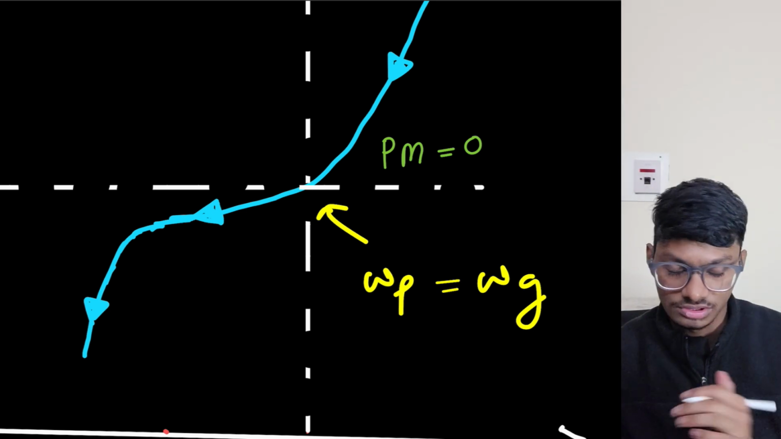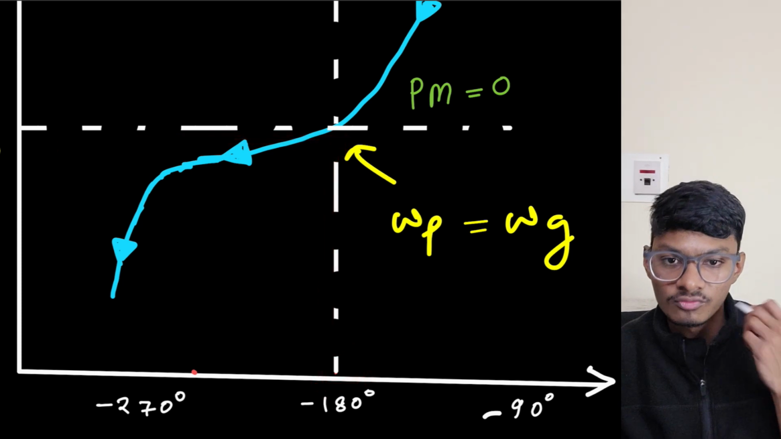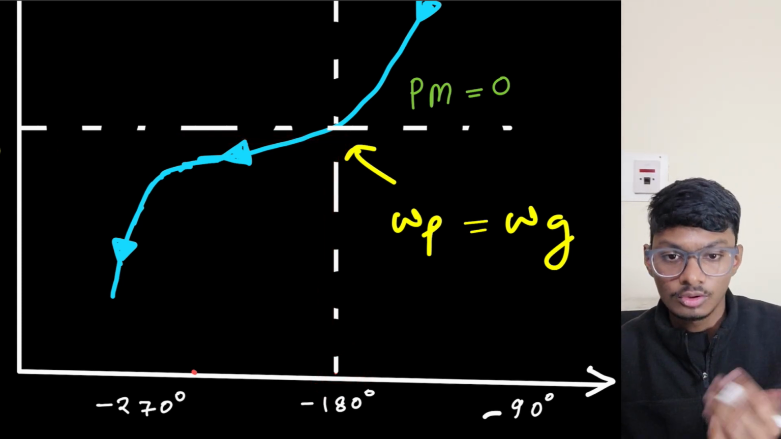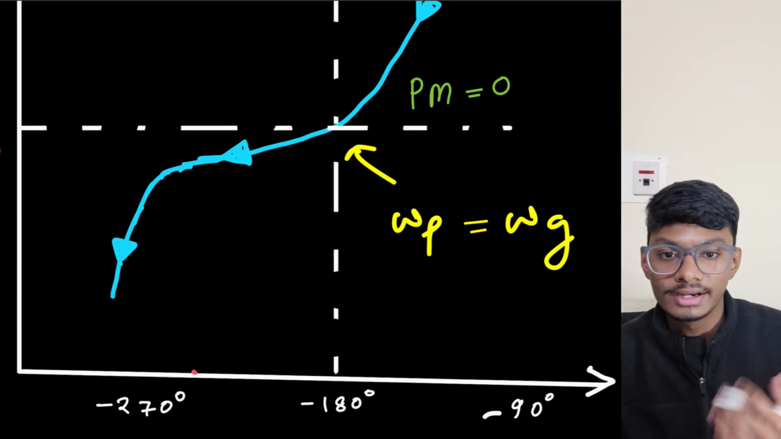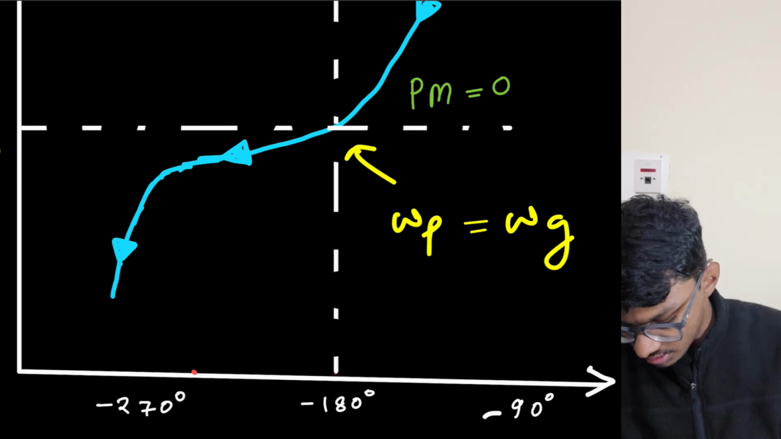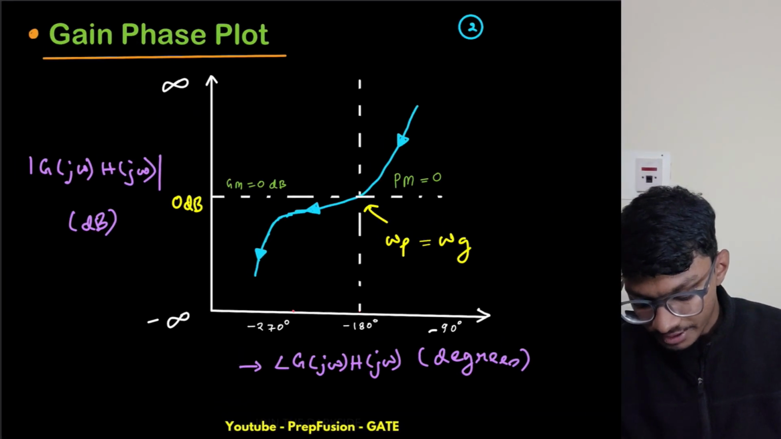I don't need to add any phase or subtract any phase lag. Also, for my gain margin, when my phase is minus 70 degrees, my gain is already 1 in absolute terms. So if it is 1, I don't need to multiply any gain, or in dB terms, I don't need to add any gain margin to it. So my GM is 0 dB. So from here, what can I comment?